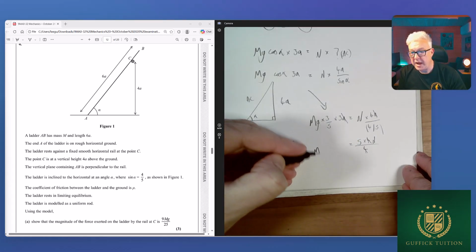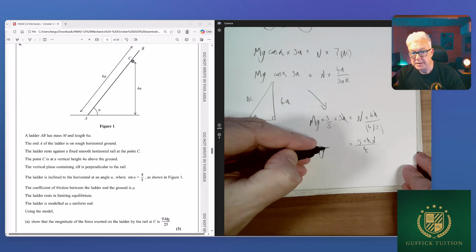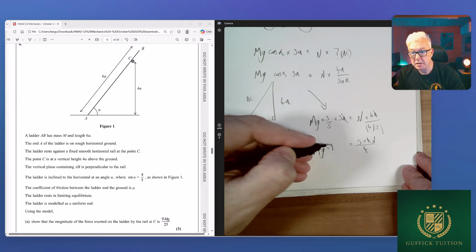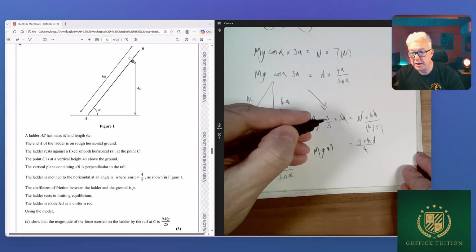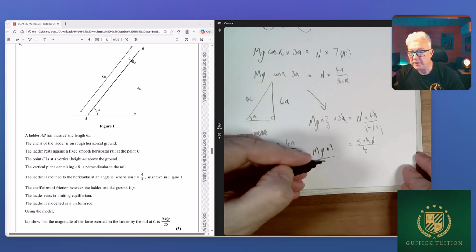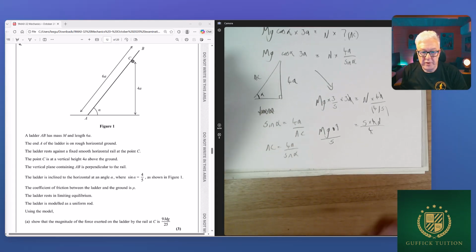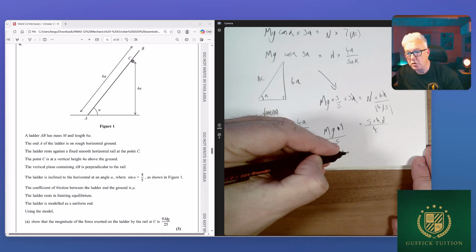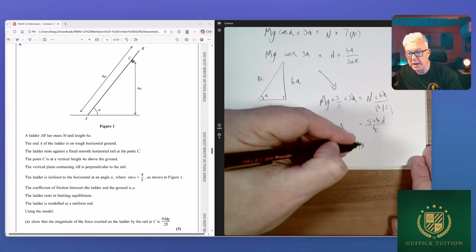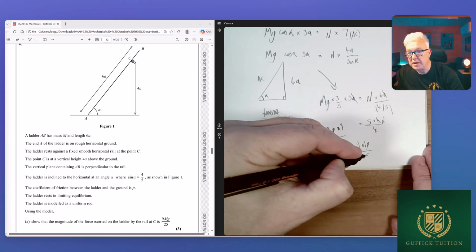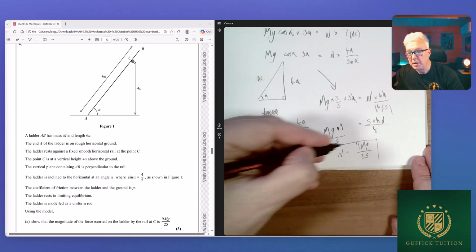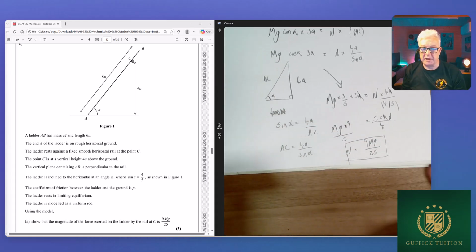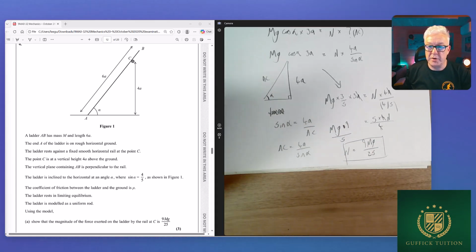So now we have mg times 9 all over 5, so it's looking really good. We've got at the moment 9mg over 5 is equal to 5n. So now we just divide both sides by 5 and we have that n, the normal reaction, is equal to 9mg over 25 as required. Okay, that's perfect. So that's part A done for 3 marks.